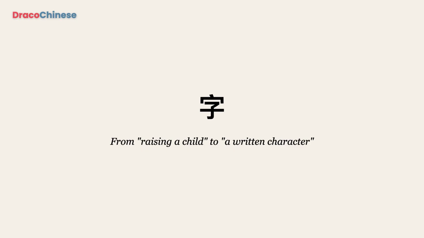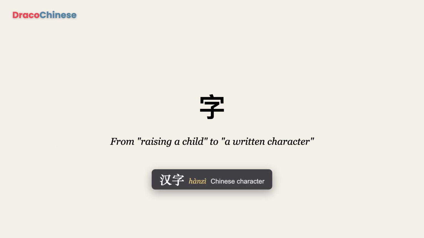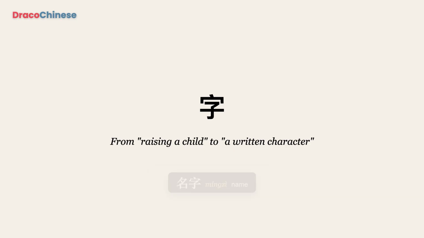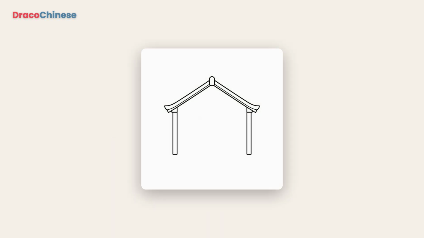That old meaning, to give birth, faded a long time ago. Today, 字 just means a written character, 汉字 Chinese character, 名字 name, 字典 dictionary. And yes, that's the very word in the title of this series. That roof shape 宀 is going to come back more than once before this episode is over. A home shows up wherever this system needs to talk about safety.